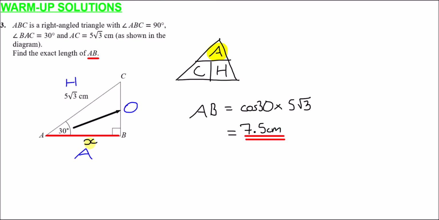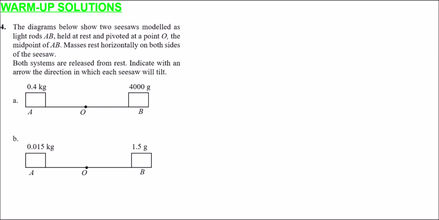And last but not least, question 4 of the warm-up. Question 4, again, is quite simple. This is just seeing if you can remember the sizes of units, essentially. So we've got diagrams below showing two seesaws modelled as light rods AB, held at rest and pivoted at a point O, as seen here, which is the midpoint of AB. Masses rest horizontally on both sides of the seesaw. Both systems are released from rest. Indicate with an arrow the direction in which each seesaw will tilt.